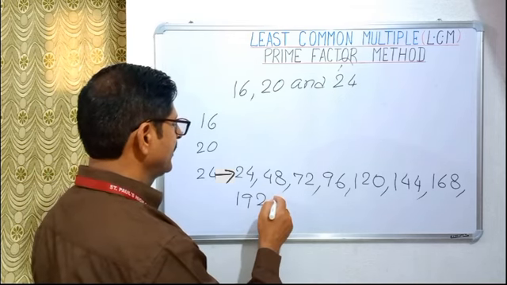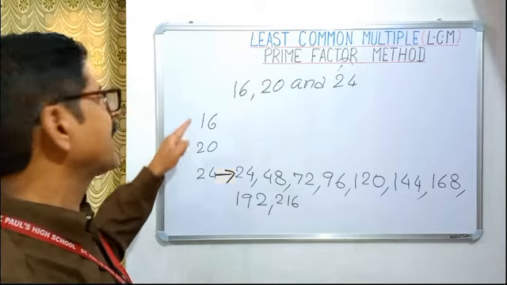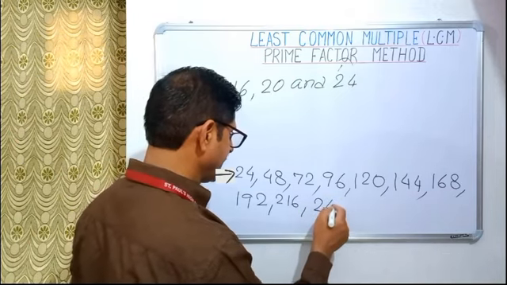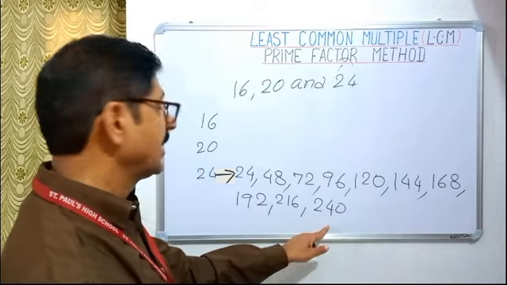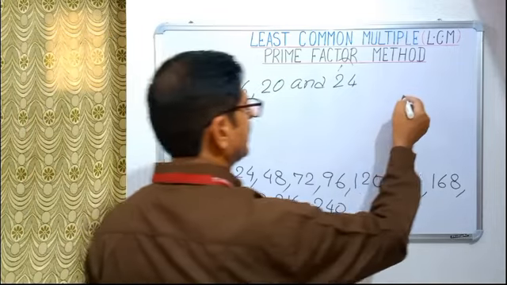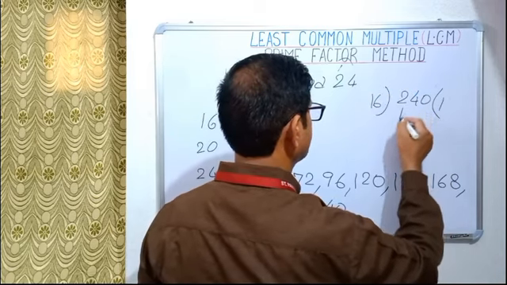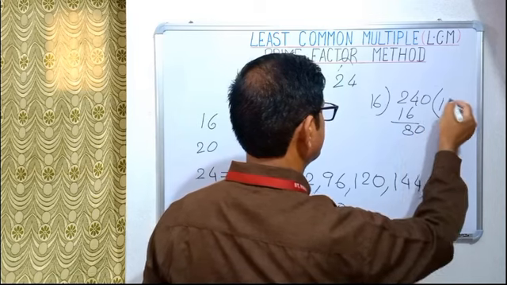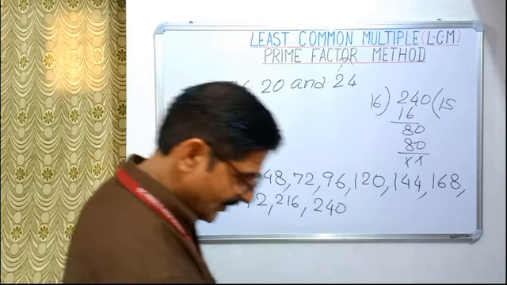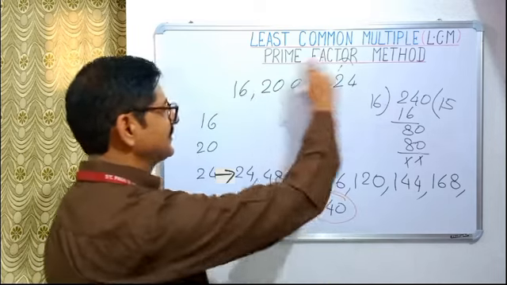Next number is 216. Again it is not divisible by 20, so we are not going to check its divisibility by 16. Next is 240. It is divisible by 20, and only then do we check whether it is divisible by 16 or not. Check it here. 240 divided by 16. 16 ones are 16, 80, 16 fives are 80. Yes, it is. And so this is your required LCM that we have calculated using this prime factor method.